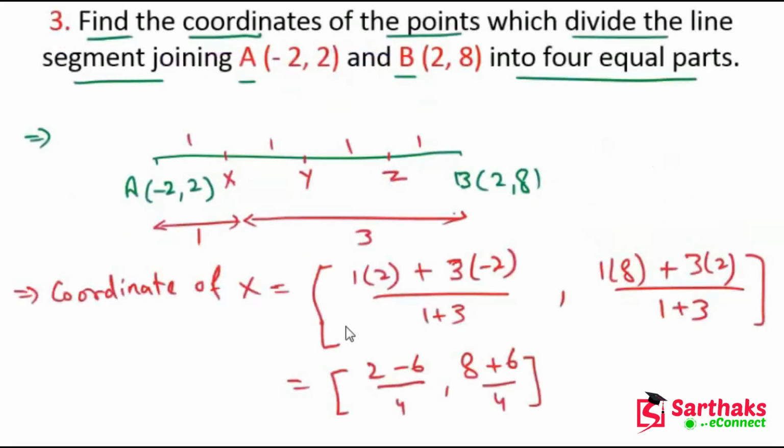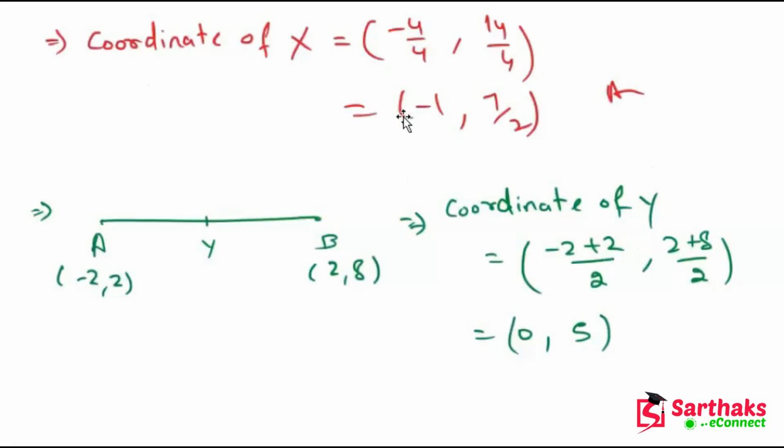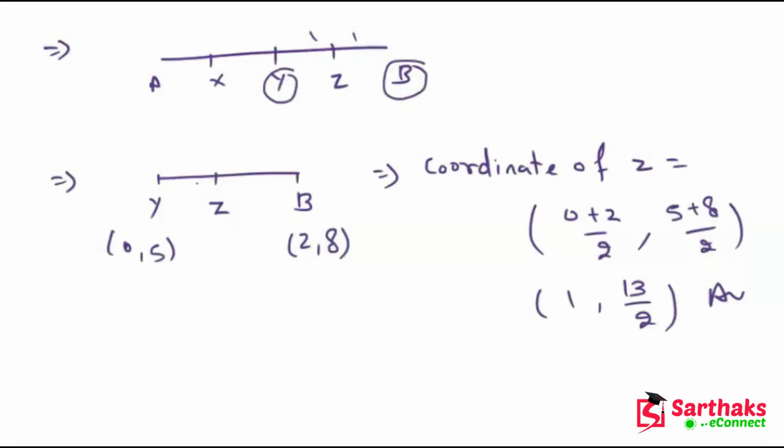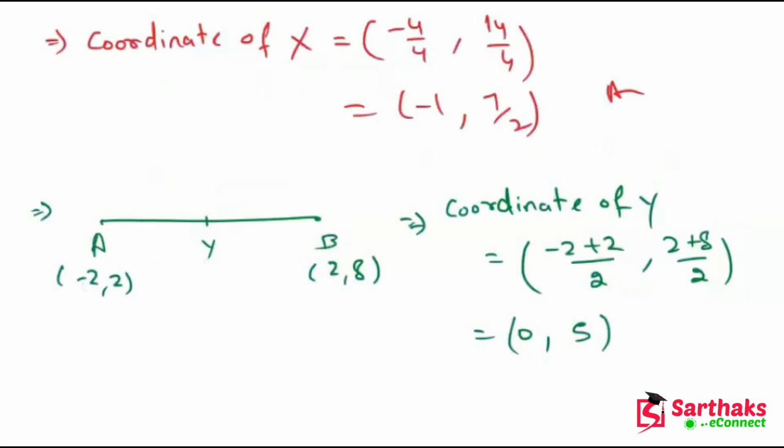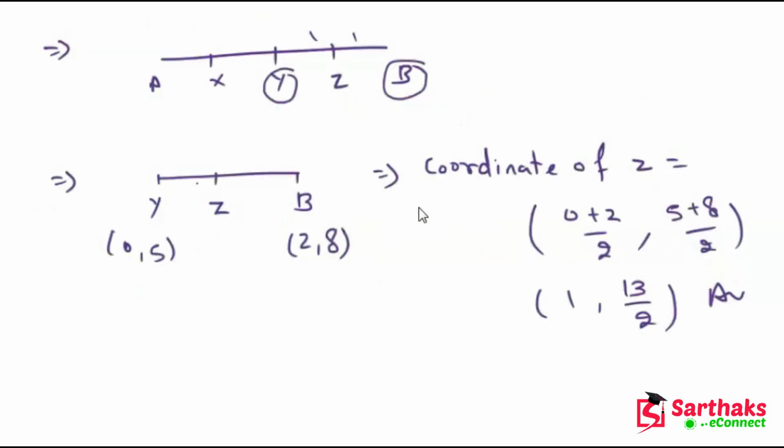So coordinates of x is minus 1 comma 7 upon 2. Coordinates of y is 0 comma 5, and coordinates of z is 1 comma 13 upon 2. I hope, my dear friend, you understand these things. So now let's move on.